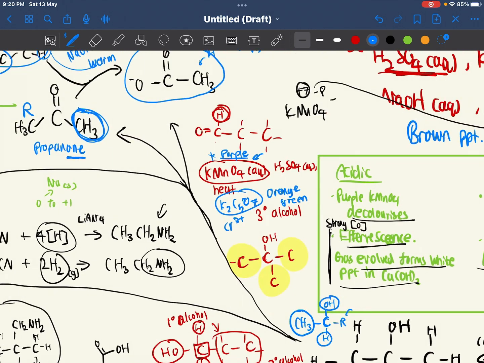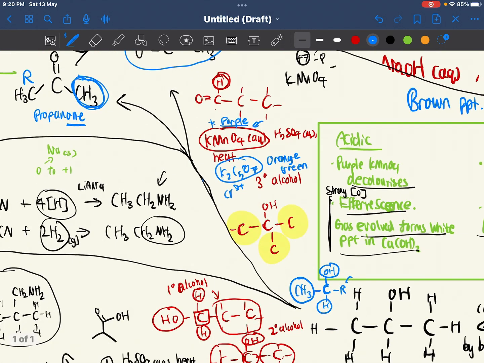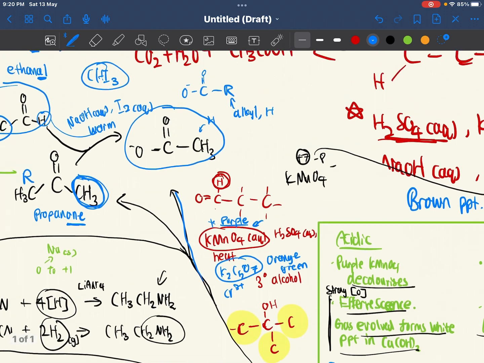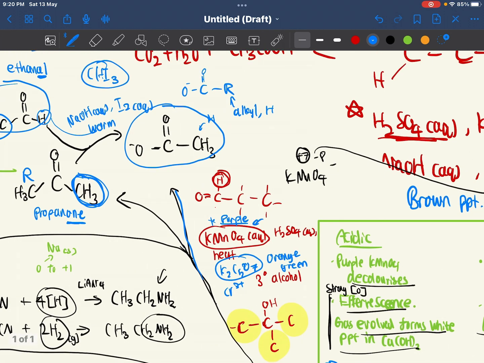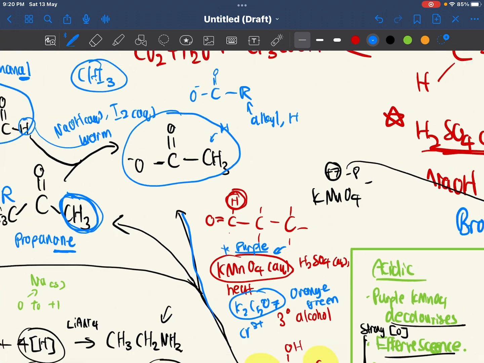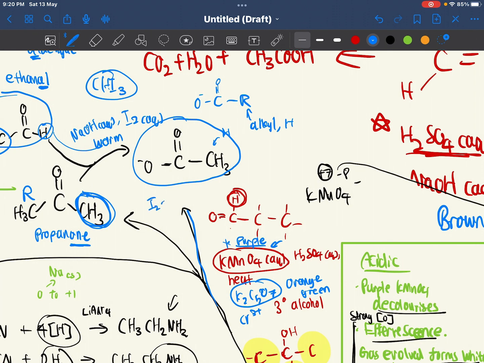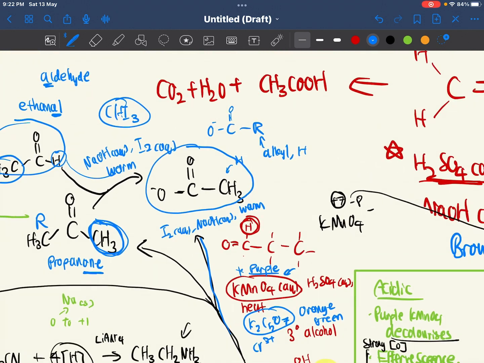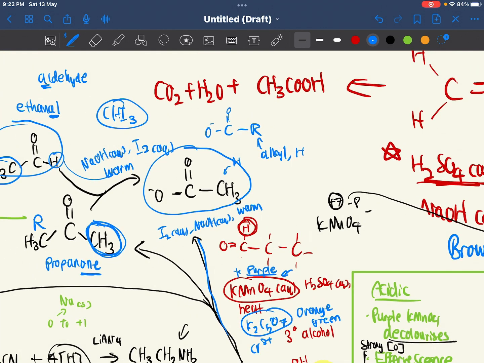If we were to follow along this arrow here, to form this compound specifically, we will of course use I2 aqueous, NaOH aqueous, and warm to form this compound, the CO minus CH3.